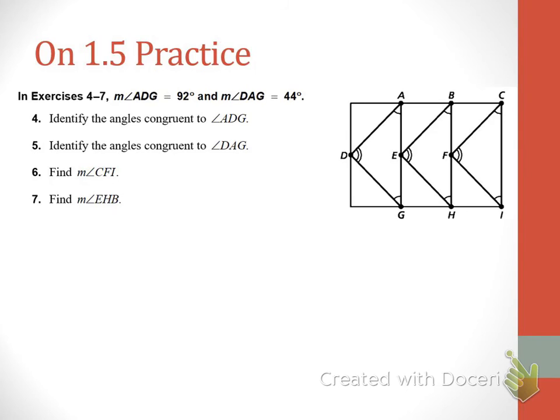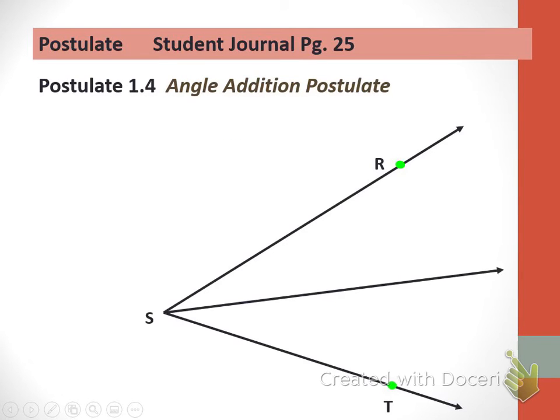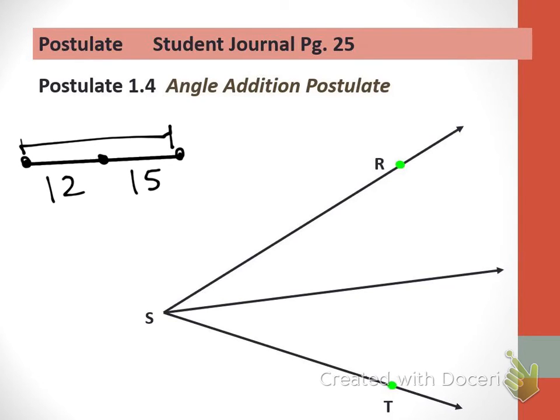We will come back to this, but we're going to do math first. If you remember the segment addition postulate, or if you don't remember those words but you remember the concept, give me two numbers. 12 and 15. If these two segments were 12 and 15, what was the full length of the segment? 27. How'd you do that? 12 plus 15 made 27. It's the same thing with angles.